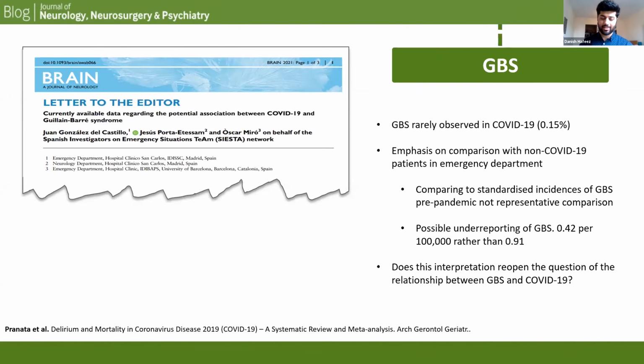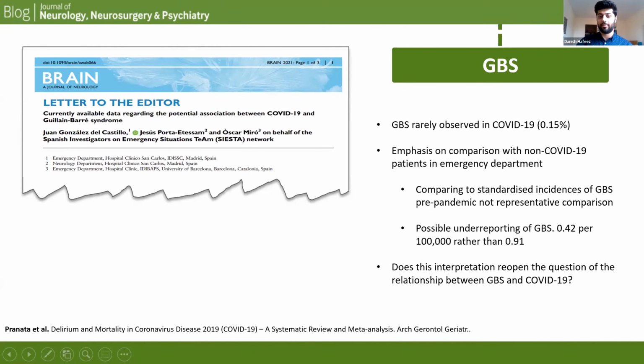COVID-19 GBS rates compared to general population rates from the pre-pandemic era. However, since the pandemic has started, GBS rates in general have decreased due to increased hygiene and reduced other infections which can cause GBS. So therefore, we need to compare it to the GBS rates at the moment rather than pre-pandemic rates, which they argue are closer to 0.42 per 100,000 rather than 0.89.